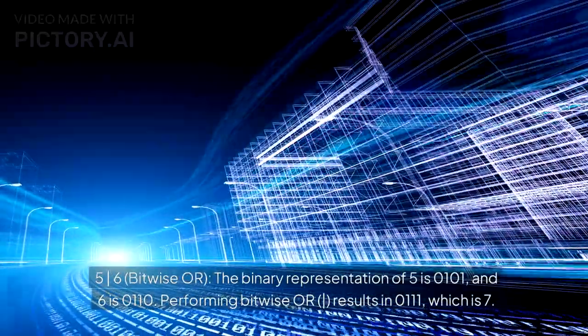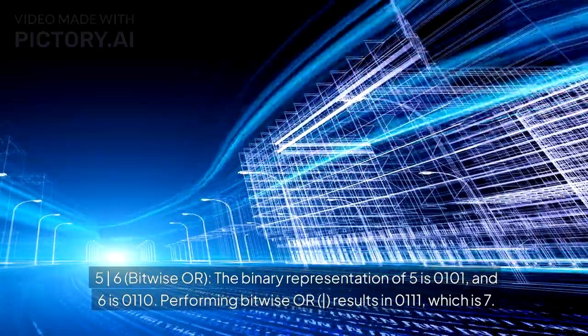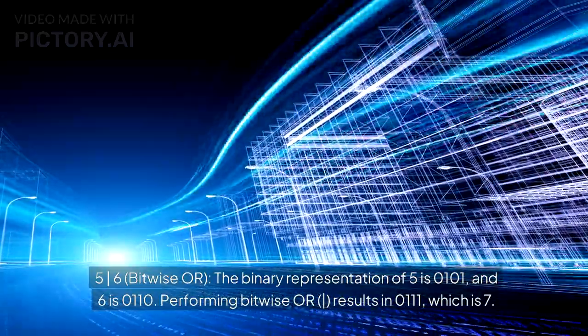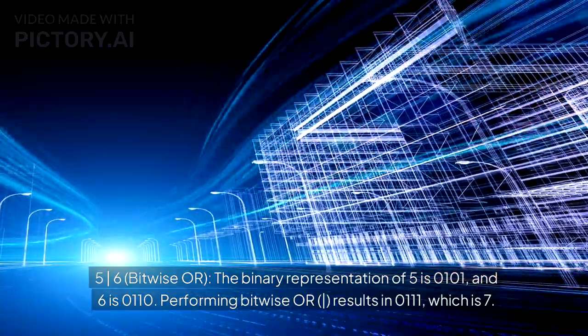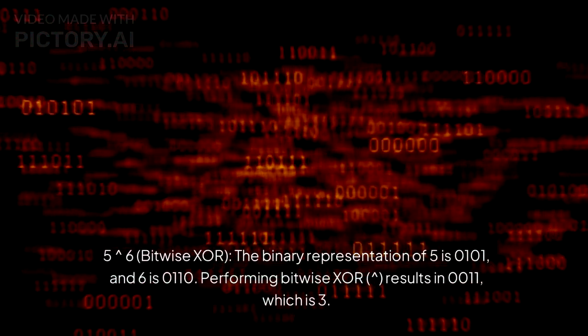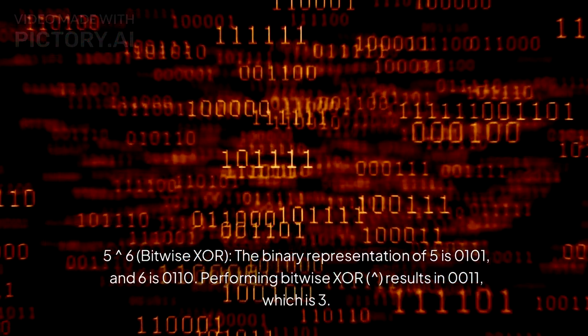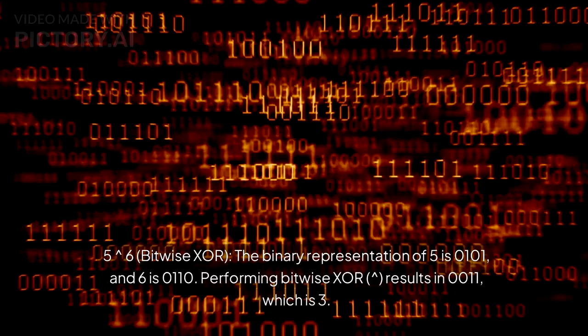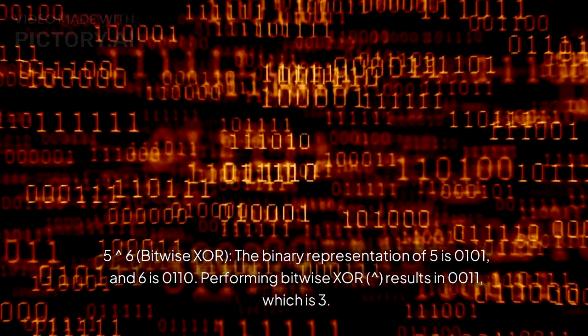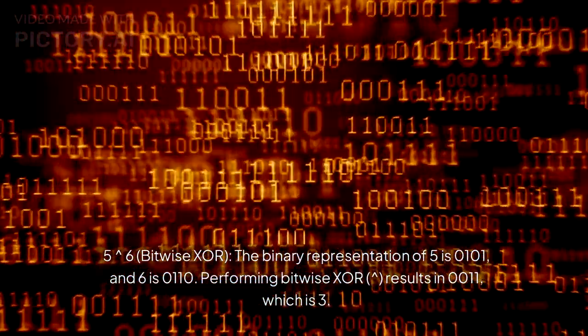5 | 6, bitwise OR. The binary representation of 5 is 0101, and 6 is 0110. Performing bitwise OR results in 0111, which is 7. 5 ^ 6, bitwise XOR. The binary representation of 5 is 0101, and 6 is 0110. Performing bitwise XOR, caret, results in 0011, which is 3.